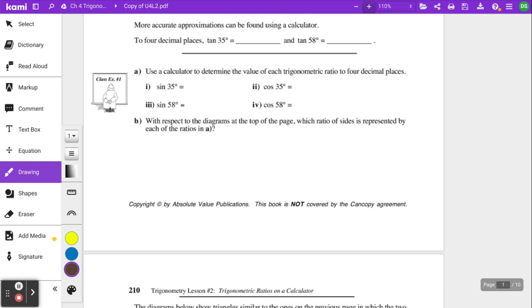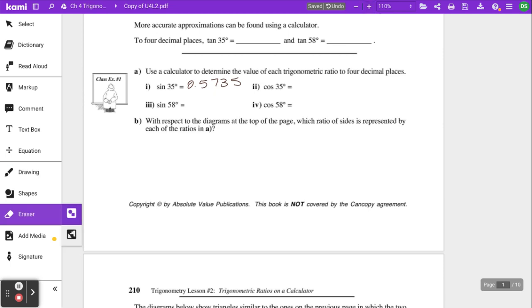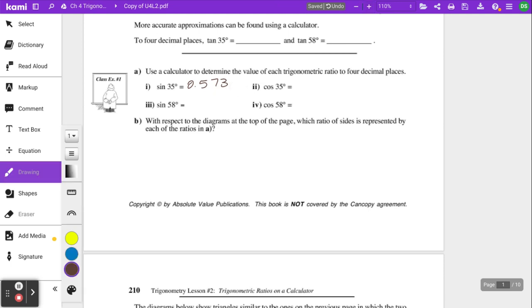So go get your sine button, type in 35, and give me 4 decimal places. So 0.57, I need 4 decimal places. 0.5736? Is that the correct rounding? It's a 6? Okay, gotta have it right. Does everybody get 0.5736? All in favor, say aye. Okay, good. That's how you do all of those.